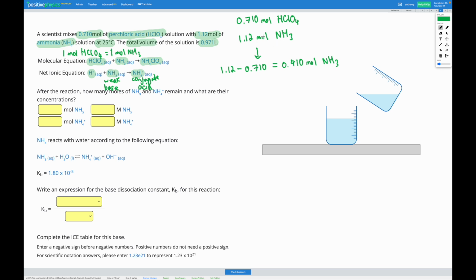So of the 1.12 moles of ammonia that we started with, 0.410 moles will be remaining as ammonia. The rest, the remaining 0.710 moles, reacted to form ammonium ions. So those are going to be our equilibrium moles of ammonia and ammonium ions. So for ammonia, it's 0.410. For ammonium, it's 0.710. Awesome. Next, we need to find our concentrations or our molarities for each of those. Let's head to the reference sheet.